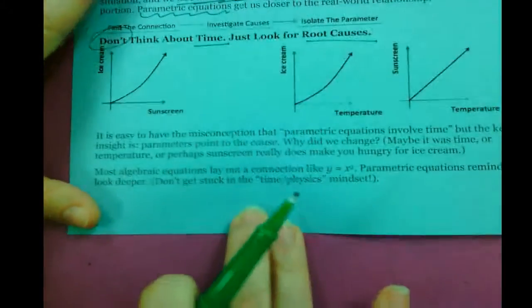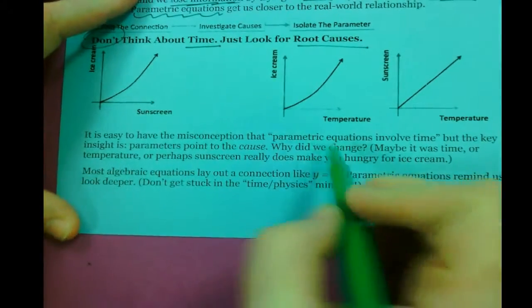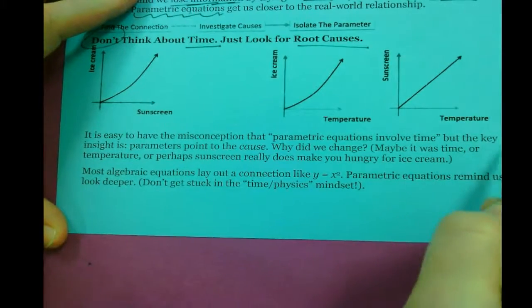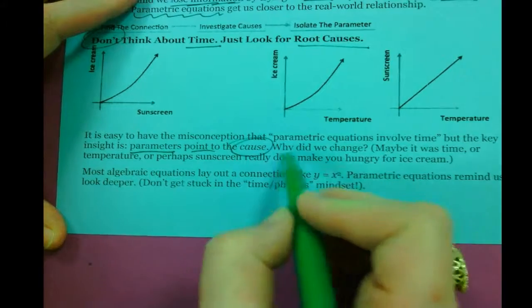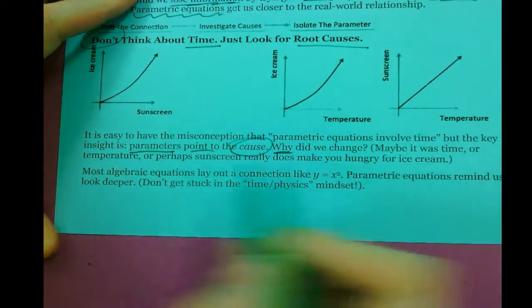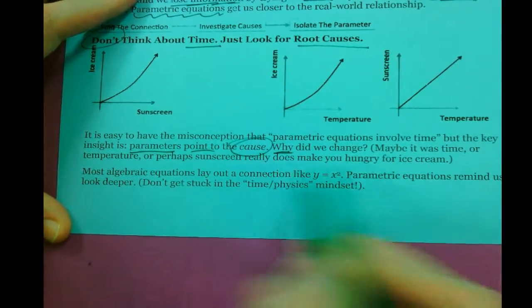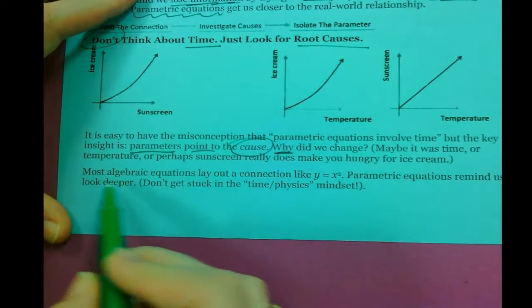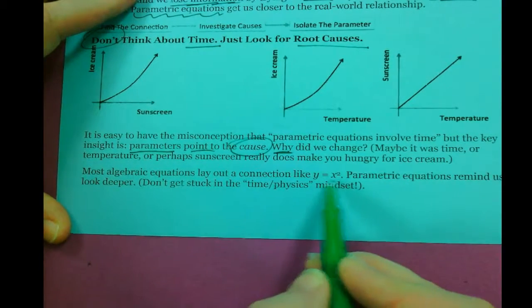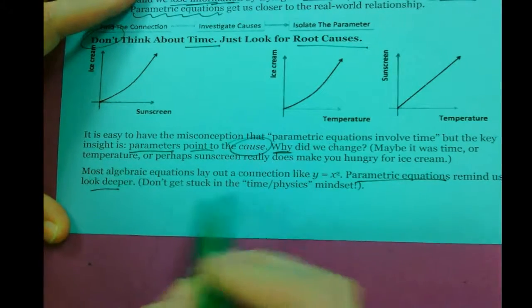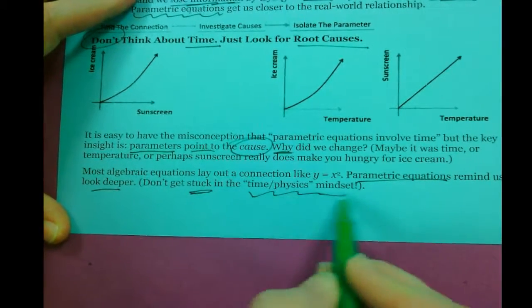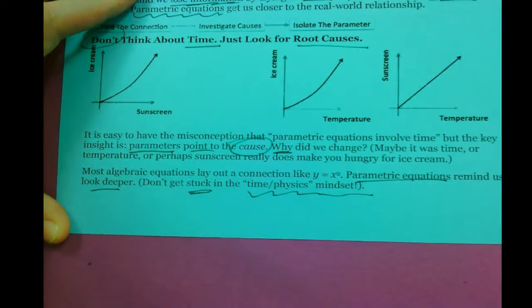So it says it's easy to have the misconception that parametric equations involve time, but the key insight is parameters point to the cause. Why did we change? The why part of that. Maybe it was time or temperature, or perhaps sunscreen really does make you hungry for ice cream. Most algebraic equations lay out connections like y equals x squared. Parametric equations remind us to look deeper. Don't get stuck in the time physics mindset. x is not always time.